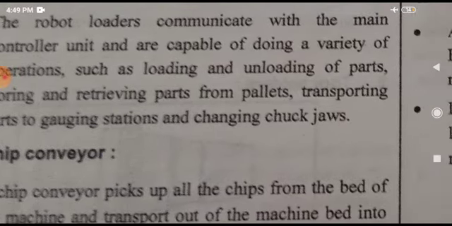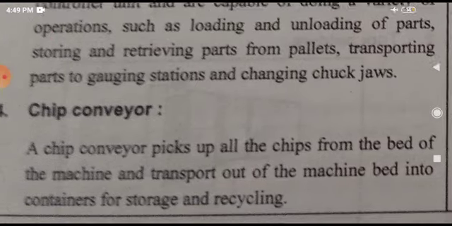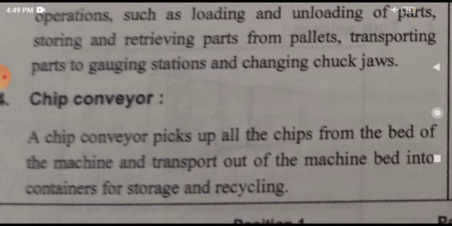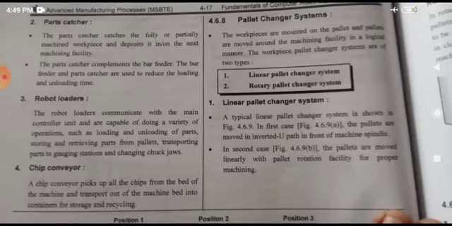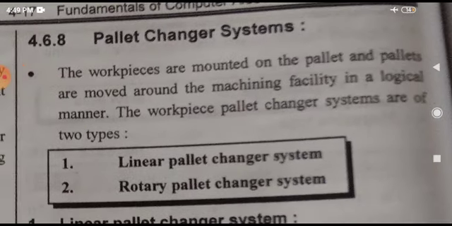Next one is chip conveyor. A chip conveyor picks up all the chips from the bed of the machine and transports them out of the machine bed into the containers for storage and recycling. Okay, that means there is a large screw, like a big lead screw. It continuously removes the chips from the working station and feeds them to the recycling bin.